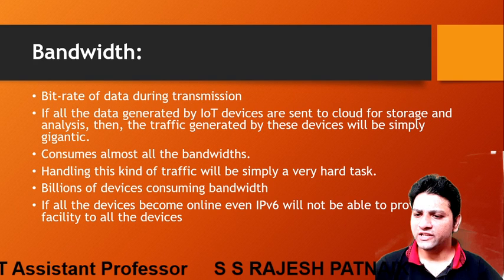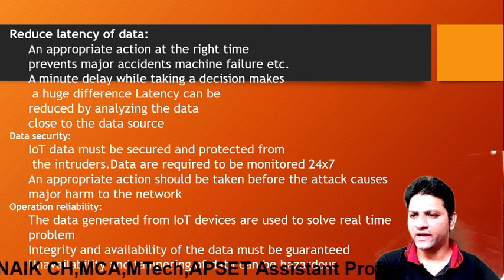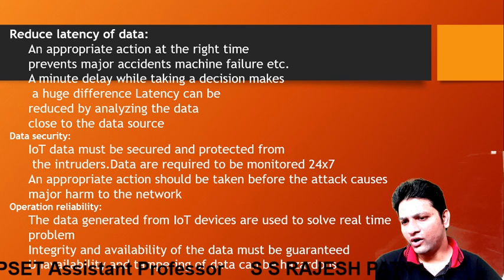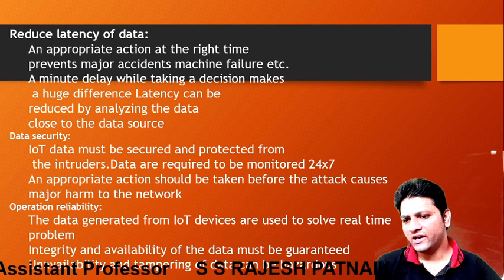To reduce the latency of data, we already understand an appropriate action must be taken at the right time, to prevent accidents and mission failures, etc. So that is why we go for fog computing. Then data security: IoT data must be secured and protected from intruders, because whatever sensitive data is generated by IoT devices must not be stolen by any intruders. So the data is always monitored. If you take web cameras for security purposes, they run 24/7.